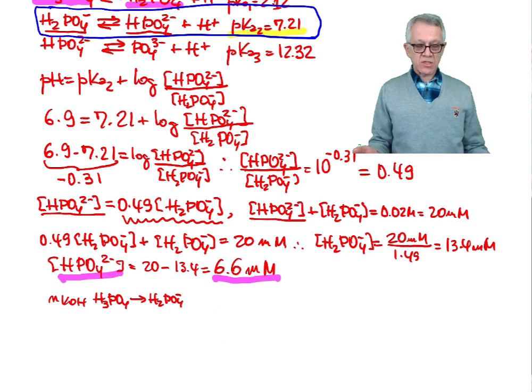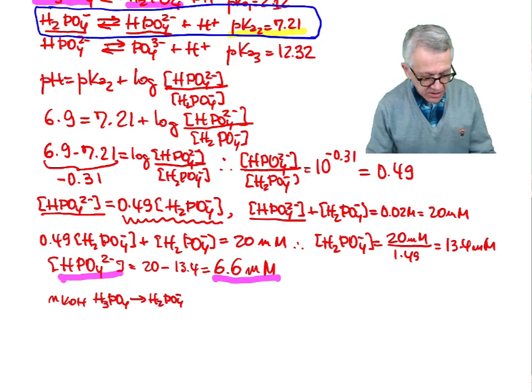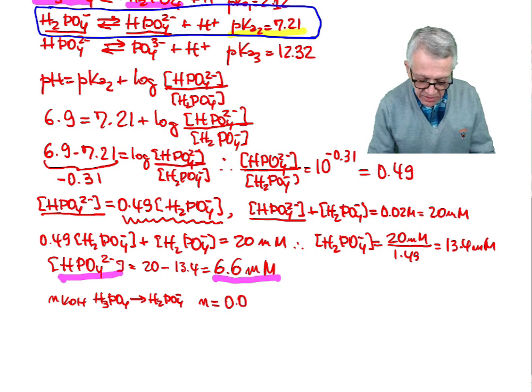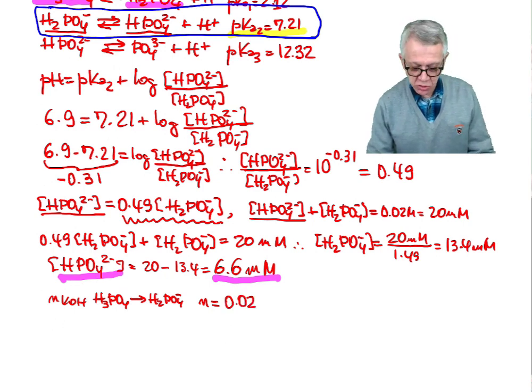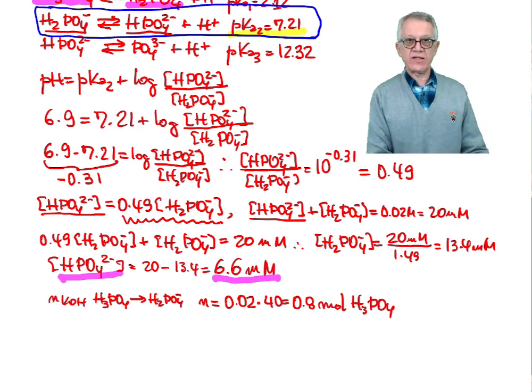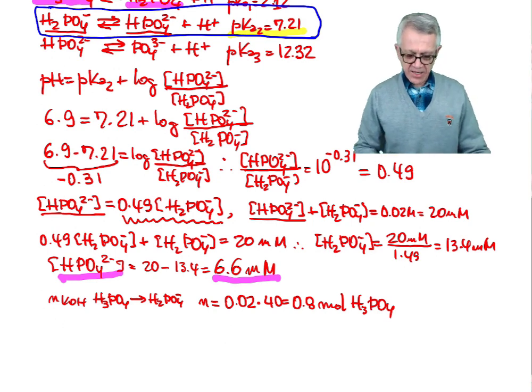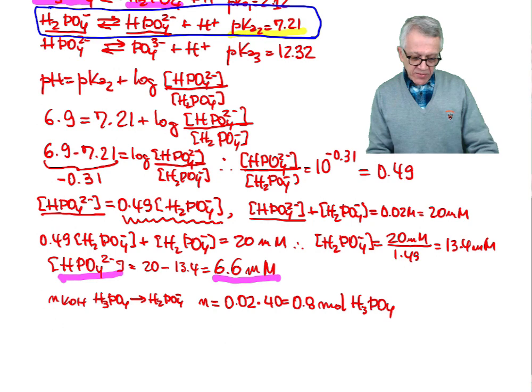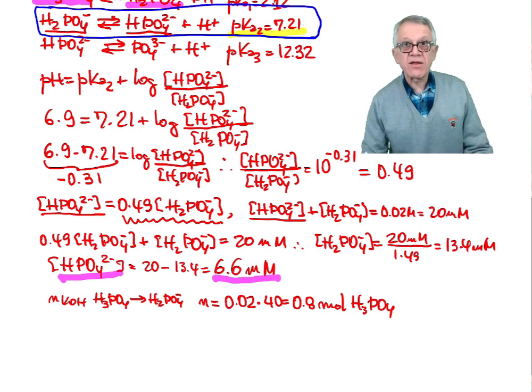So the number of moles is the same as the number of moles of phosphoric acid. So how much phosphoric acid did I add in here? The number of moles of phosphoric acid that I add is going to be the molarity times the volume in liters. So the molarity is 0.02, and the volume of the solution is 40. So we have 0.8 moles of H3PO4 that were added to this buffer, right? From the beginning.